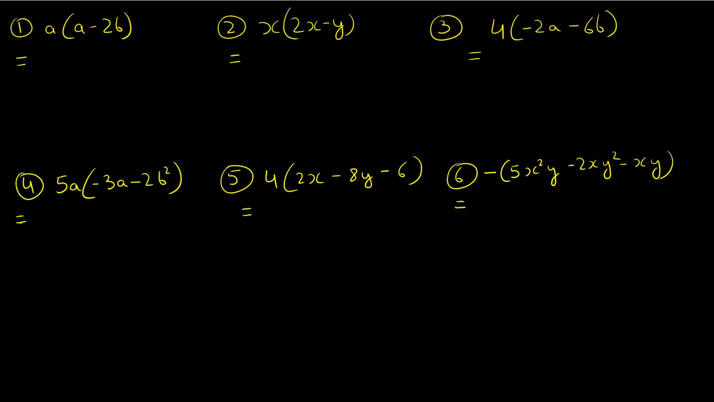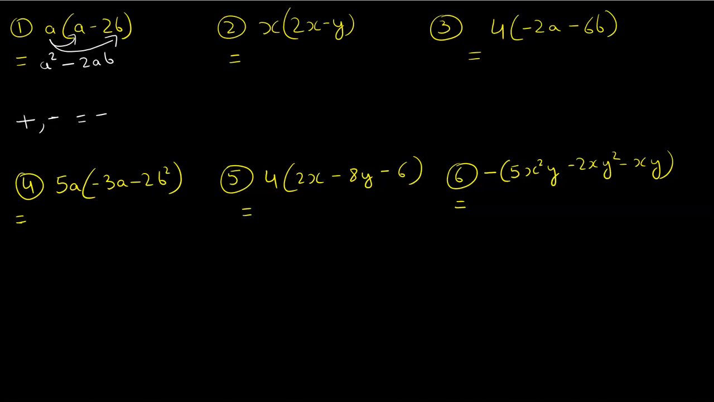So in the first one we have a times (a - 2b). So first we have to multiply a with a and then a times negative 2b. So both are positive signs. In the first one we get a square, and then we have positive a times negative 2b, and we know that a positive sign multiplied with a negative, we always get a negative sign. So positive a times negative 2b is negative 2ab. A and b, we don't know the value of them, so they just carry along with us.